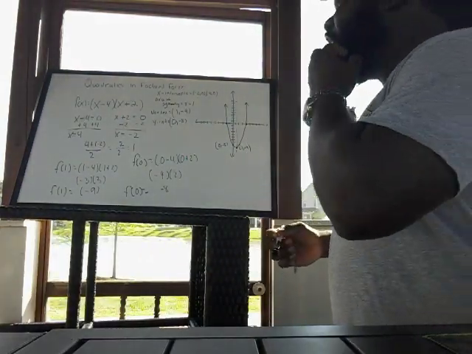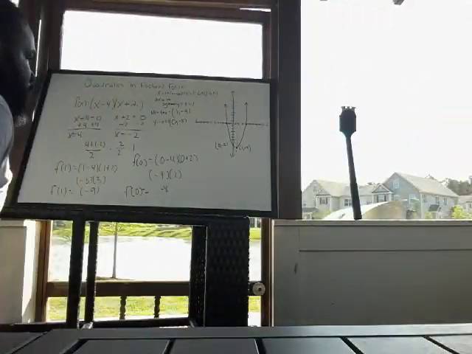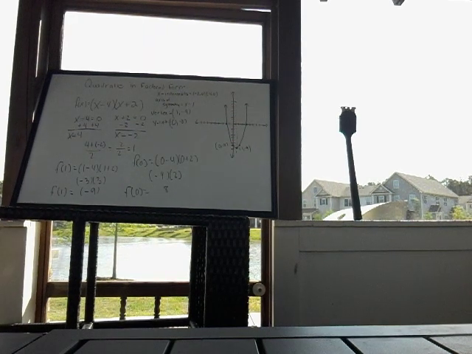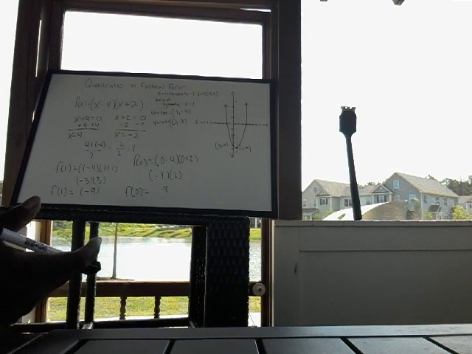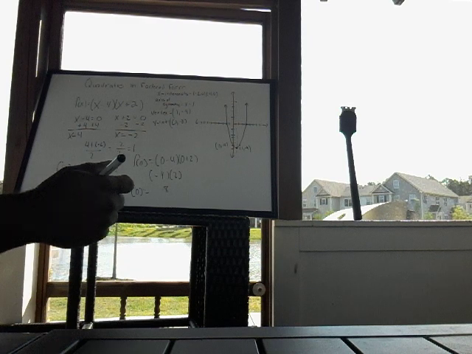I'm going to go ahead and erase this. I want you guys to see what it may look like if you have 0 y-intercepts or just 1 y-intercept.